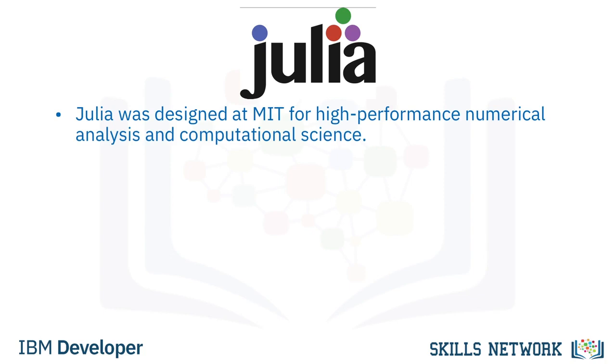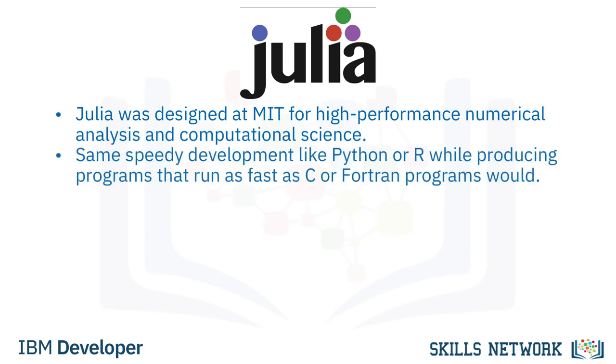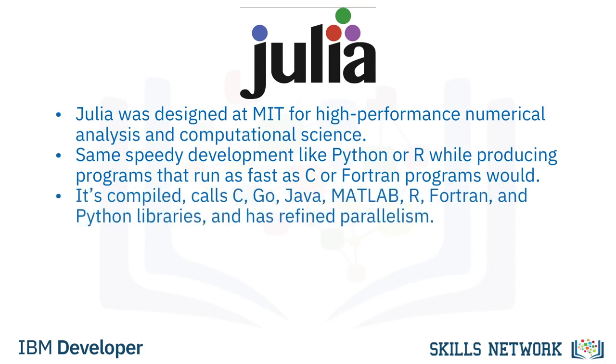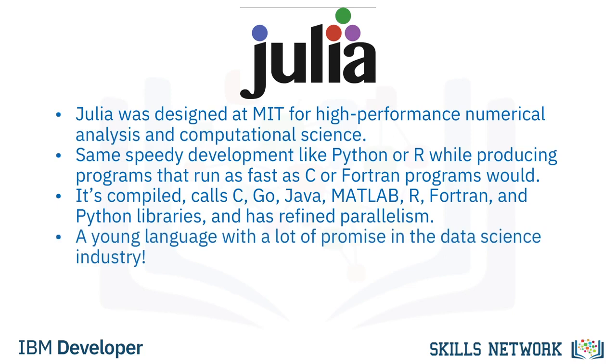Julia was designed at MIT for high-performance numerical analysis and computational science. It provides speedy development like Python or R while producing programs that run as fast as C or Fortran programs. Julia is compiled, which means that the code is executed directly on the processor as executable code. It calls C, Go, Java, MATLAB, R, Fortran, and Python libraries, and has refined parallelism. The Julia language is relatively new, having been written in 2012, but it has a lot of promise for future impact on the data science industry.